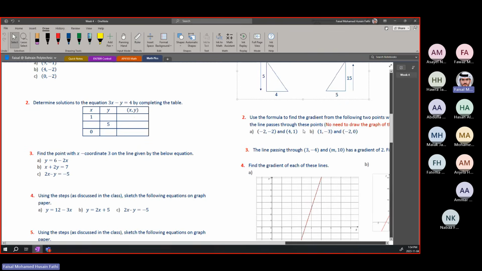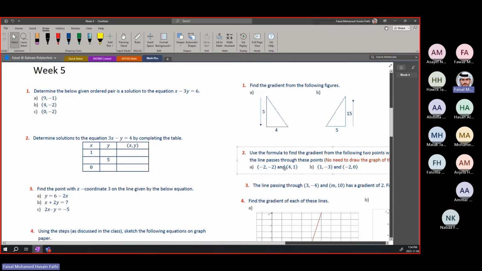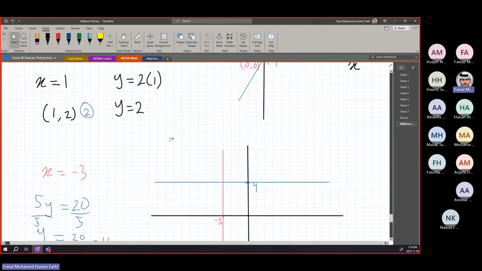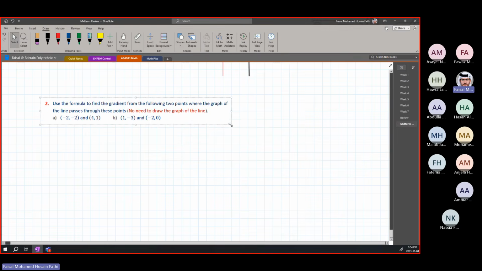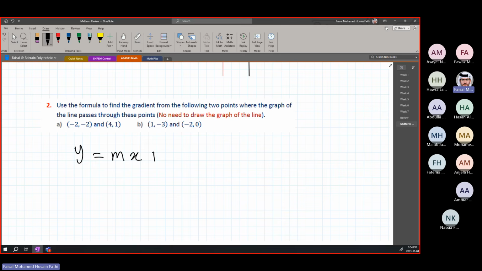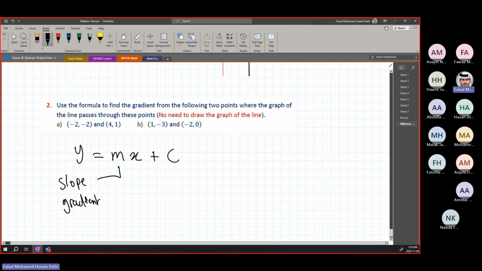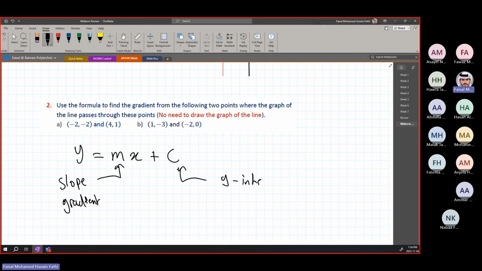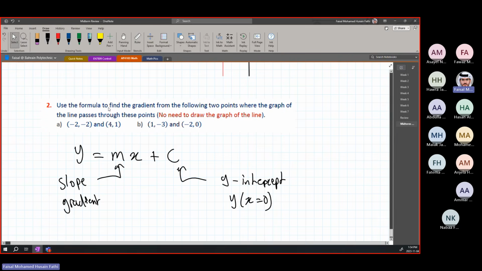Gradient. I'm just going to do this one without drawing. You need to know it without drawing. Very simple point. Before I solve this, I'm just going to give you a summary. The equation of a line is y is equal to mx plus c. M is the slope or the gradient, while c is the y-intercept. In other words, it's y when x equals 0. That's what the y-intercept is.